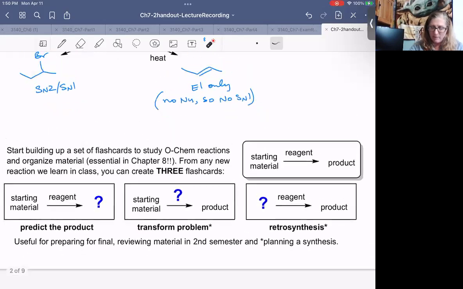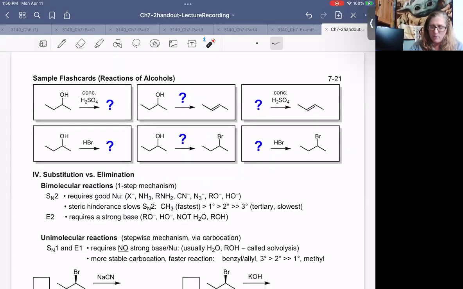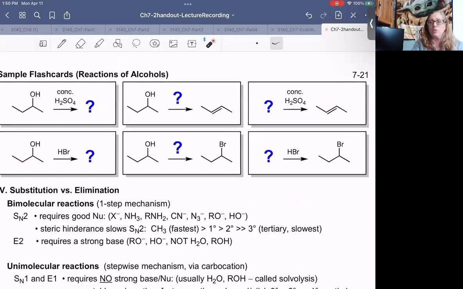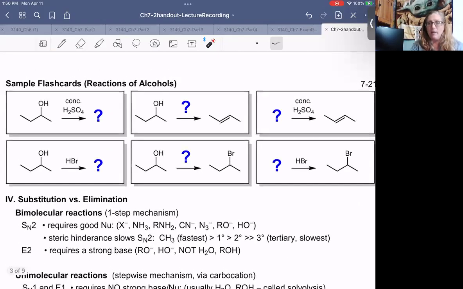Okay, so for example, for these two reactions, we can make 6 flashcards, for reactions with conc H2SO4 or HBr. And so here are our predict the product type reactions. Here are our provide the reagents type flashcards. And this is what was the starting material type flashcards.